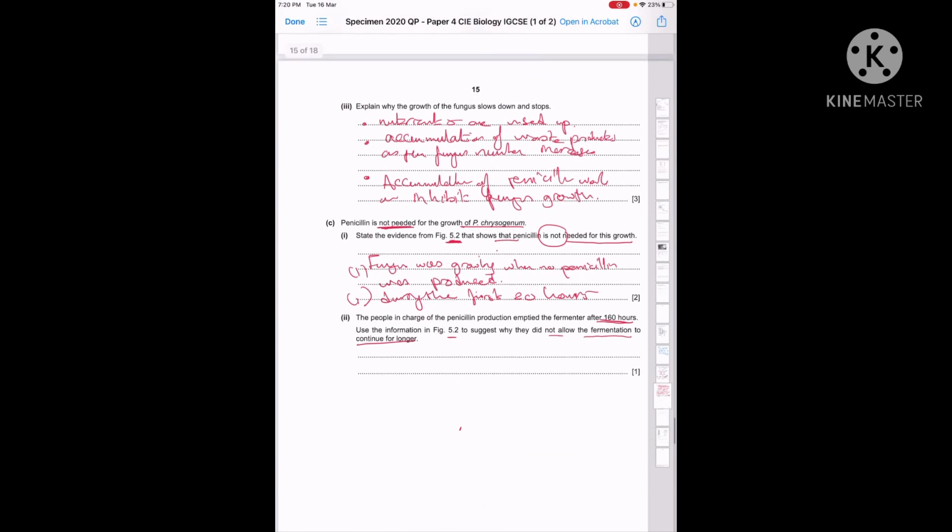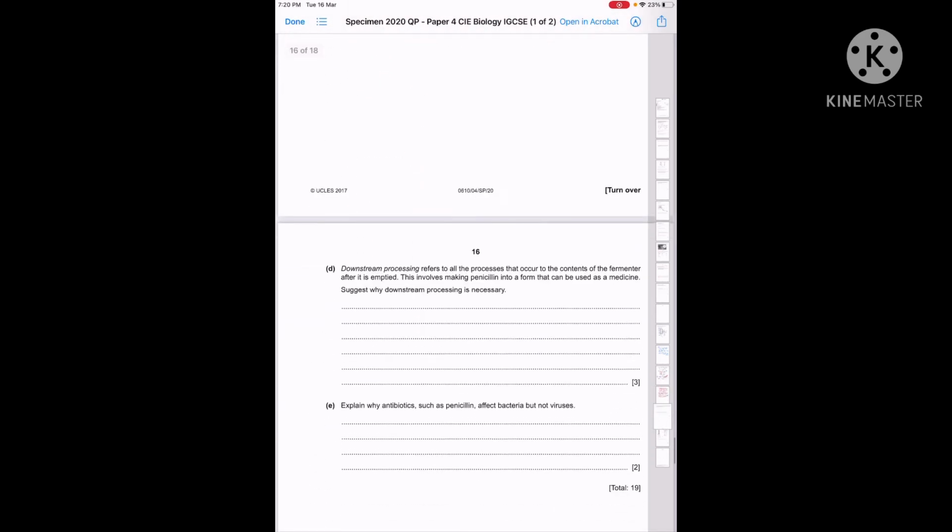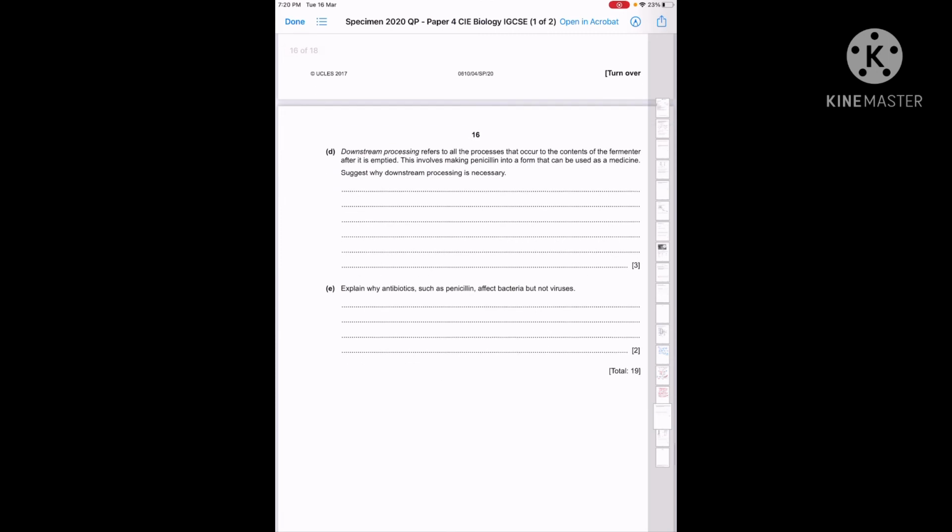So I would say, and that's a 1 mark question, because no further production of penicillin. That's why I have to collect it at 160. Downstream processing refers to all the processes that occurs to the contents of the fermenter after it's emptied. This involves making penicillin into a form that can be used as a medicine. Suggest why downstream processing is necessary.